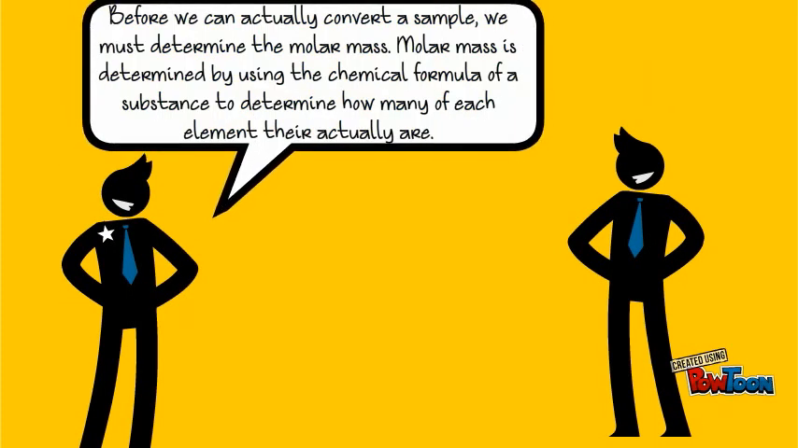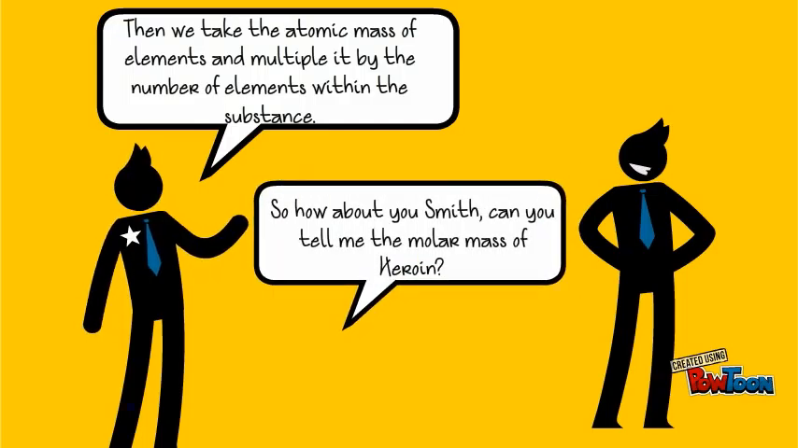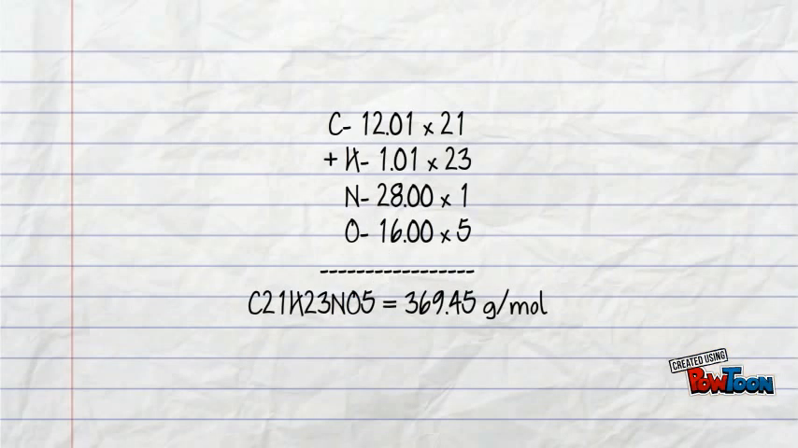Before we can actually convert a sample, we must first determine the molar mass. Molar mass is determined by using the chemical formula of a substance to determine how many of each element there actually are. Then we take the atomic mass of each element and multiply it by the number of elements within the substance. So how about you, Smith? Can you tell me the molar mass of heroin? Well, if my calculations are correct, I believe the molar mass of heroin is approximately 369.45 grams per mole.